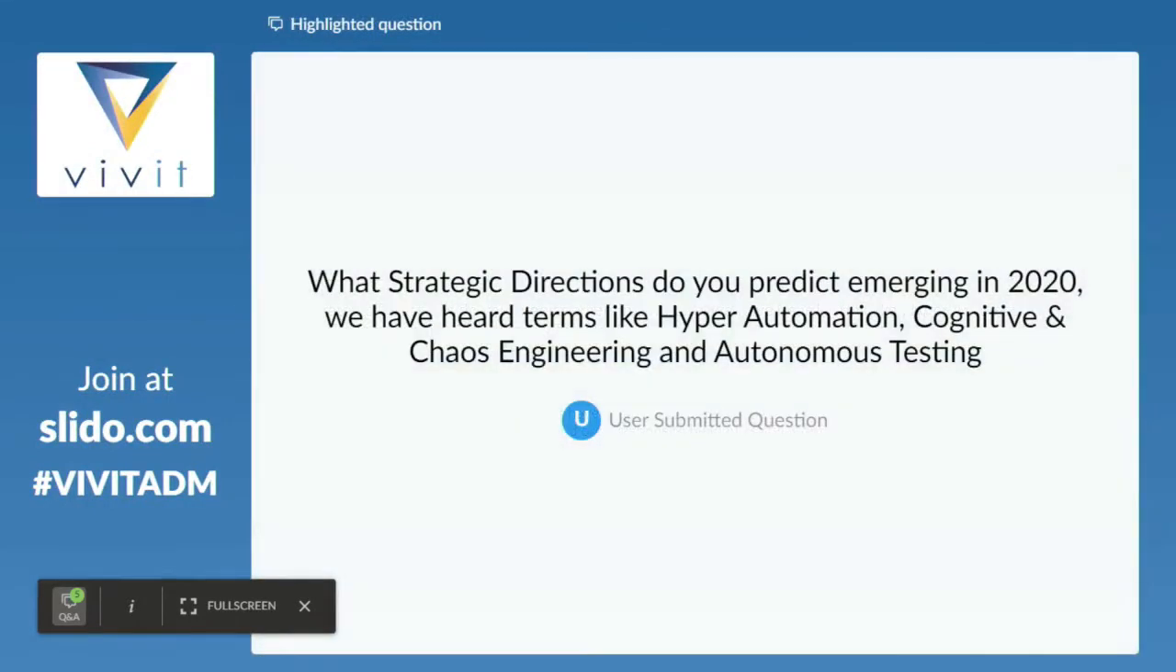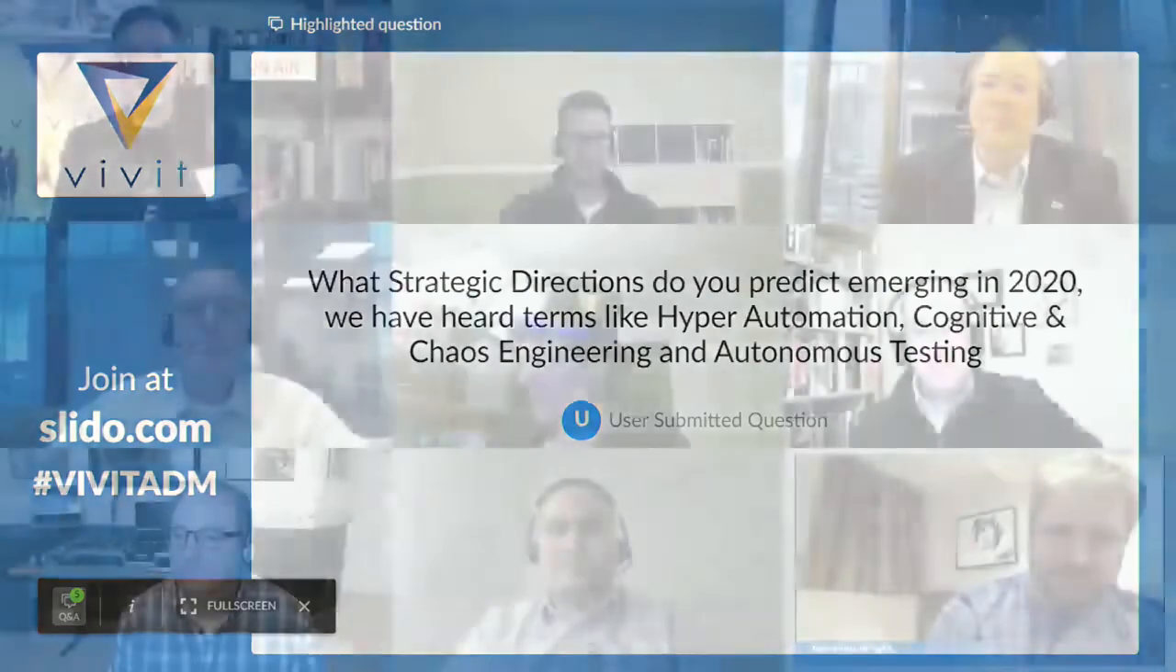All right, so what strategic direction do you predict emerging in 2020? We've heard terms like hyper-automation, cognitive and chaos engineering, and autonomous testing. So everyone must have an opinion on the trends for 2020 they see us going. So let's go around the room. We'll start with Stephen, and then work our way down.